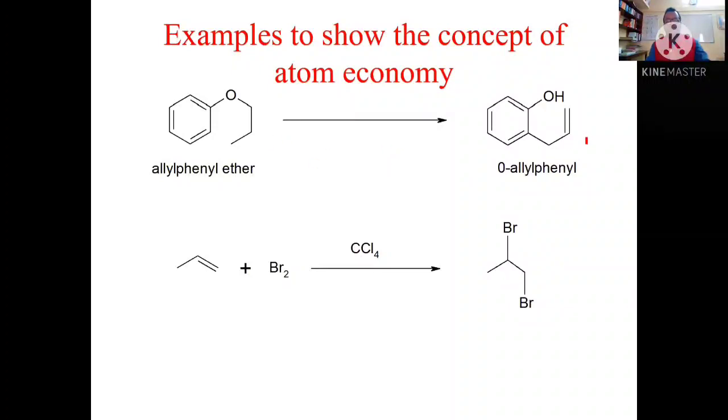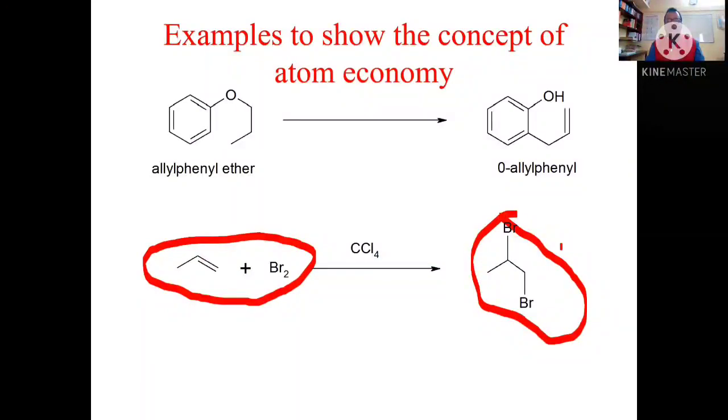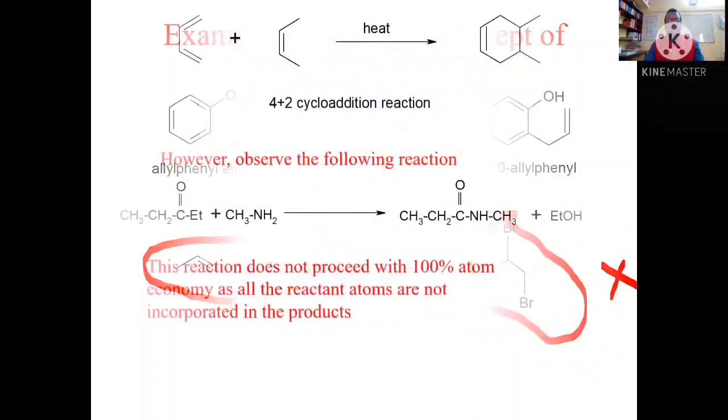So here also you'll see that there is no waste generated. So this is a reaction where there is 100% atom economy. Then this is a bromination of propene. The reactants are propene and bromine, and the product is 1,2-dibromopropane. And here there is no waste. That means all the atoms present in the reactants are present in the product. So this is a reaction which proceeds through 100% atom economy.